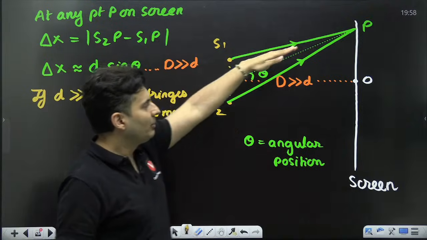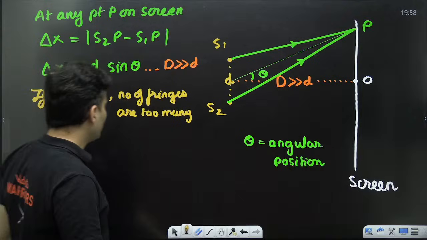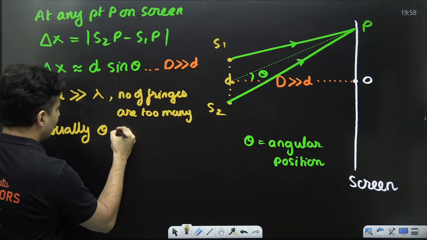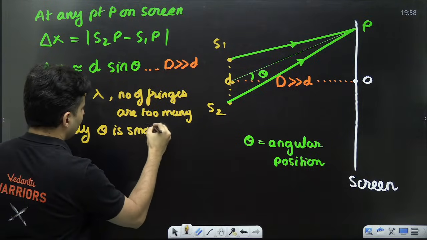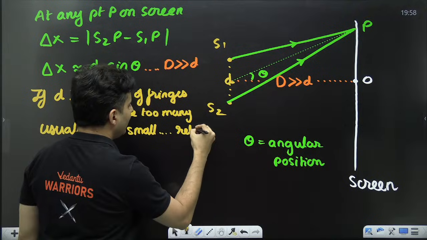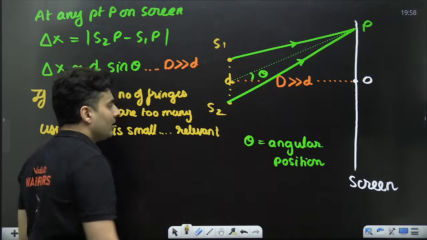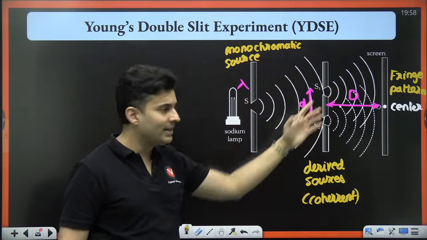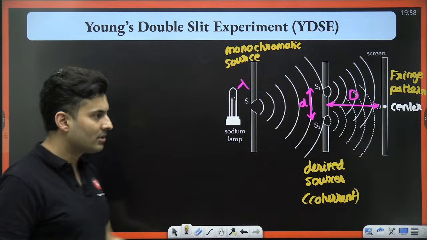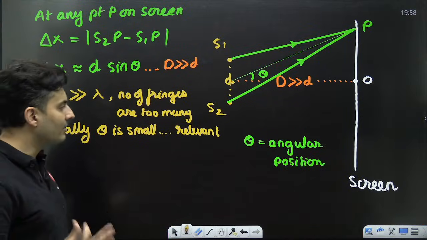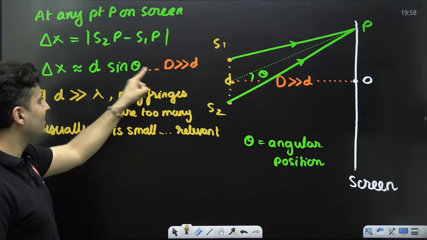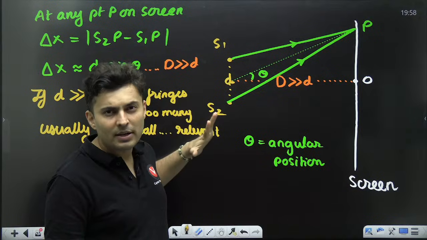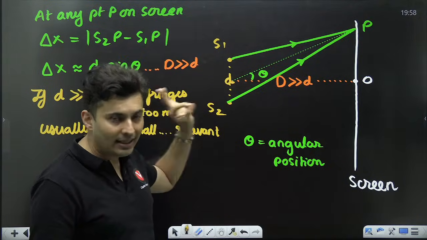So usually the positions that you are talking about, theta is small. Theta is small because they are more relevant for that Young's double slit experiment. This is your Young's double slit experiment, YDSE. You can see double slit. That was the reason why it is called Young's double slit experiment. So because theta is small, sine theta will be theta. Not just that, it will be also tan theta.